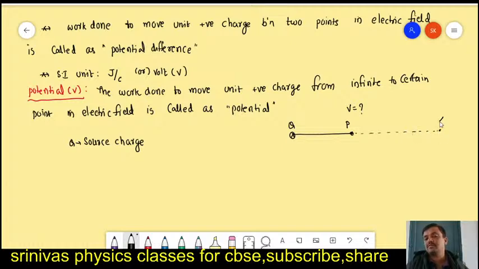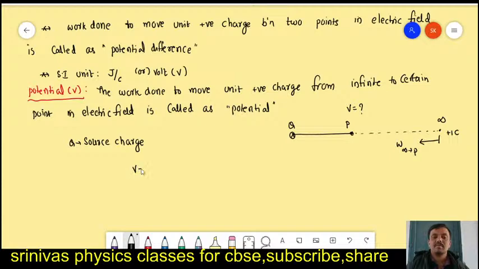Okay, this is the infinite point. Then you have to move the plus 1 coulomb charge, the unit positive charge, from infinity to a certain point. Then some work you have to do, right? That work will be stored in the form of potential. That work is equal to the potential.